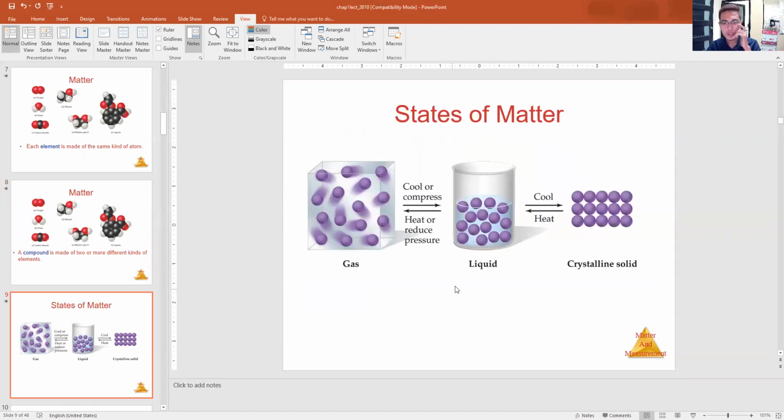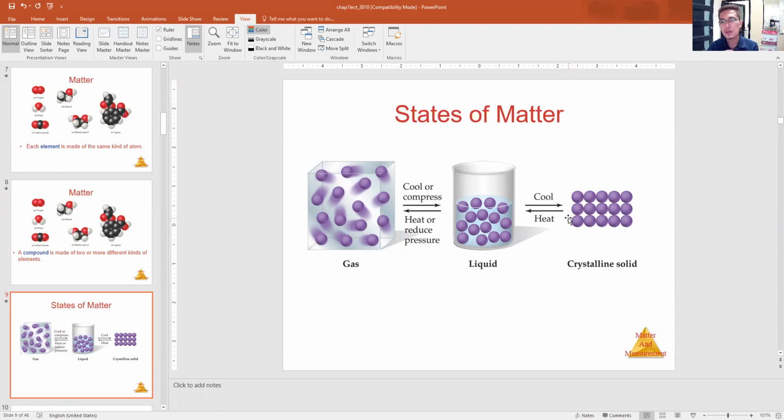So states of matter. The state of matter is a process wherein we can transform a specific state to another state. So for example, for a gas, if you cool the gas or compress it, it will become a liquid. Another cooling and compression, the liquid can become a crystalline solid. Same goes to the other side.